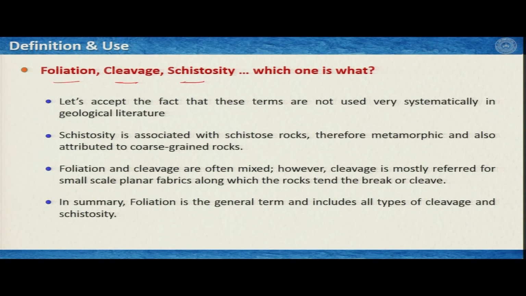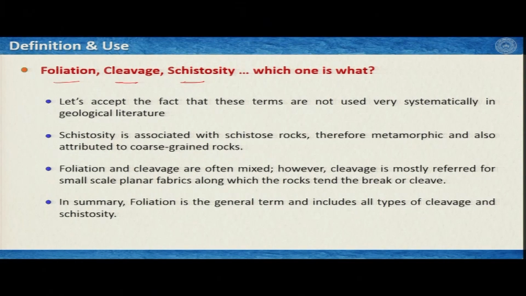Let us accept the fact at the very beginning that these three terms, foliation, cleavage, and schistosity, are not used very systematically in geological literature and texts. They are often mixed, and sometimes their use is very confusing. However, in this slide we will try to more or less describe which one is what, to have a better understanding. Having said that, these three terms are still not used very wisely and systematically, because it is just a legacy that we are following as structural geologists.